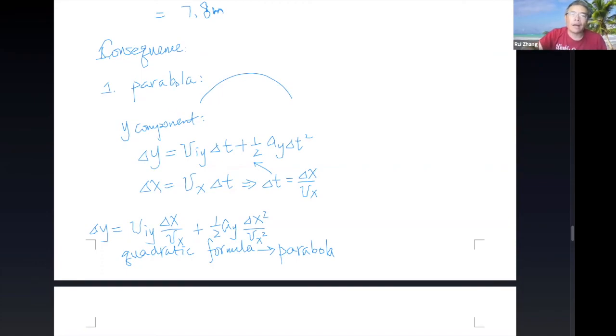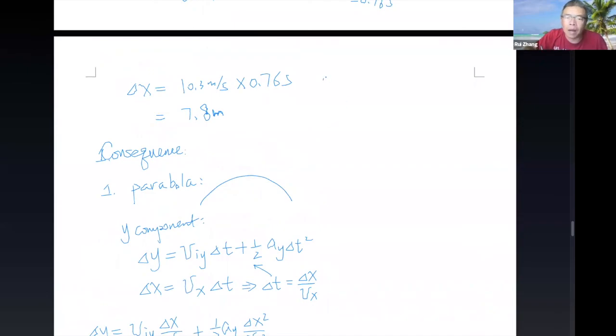Now another common question is how to throw a ball far. There's a lot of practical need for this question. For example, you are an outfielder playing baseball, and you want to throw the ball back to home base. You want to throw it maybe really far.